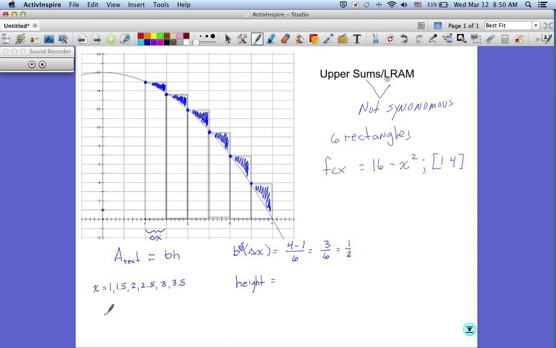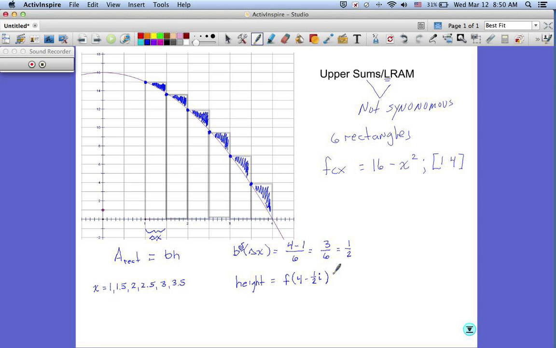So what I'd like to do is the first thing I plug in for LRAM is the last rectangle. So my height is a function, right? We have to plug all these values into f, as a function of 4 minus 1/2, and use whatever letter you want. I like to use i.